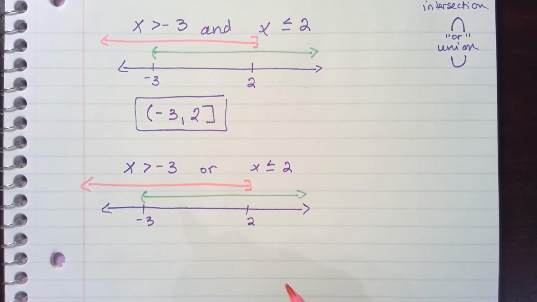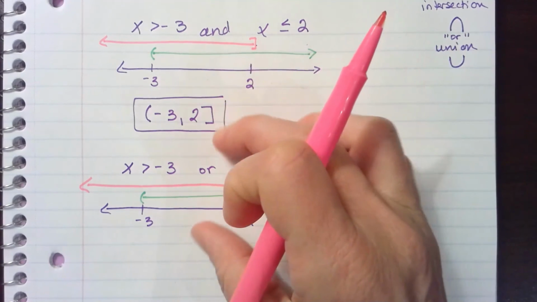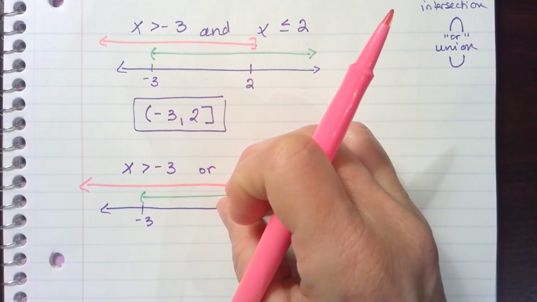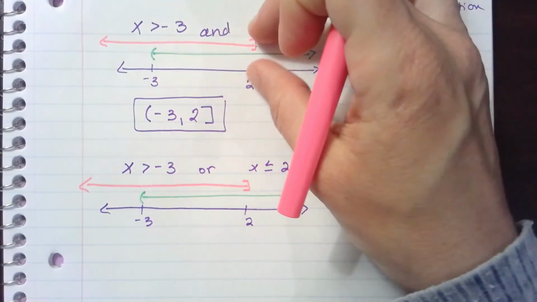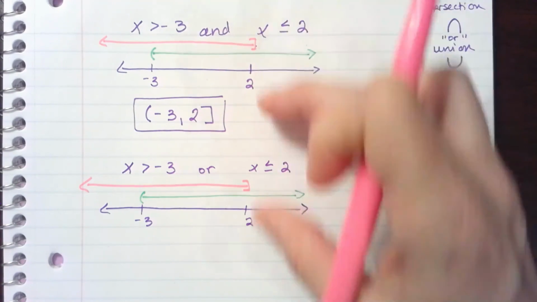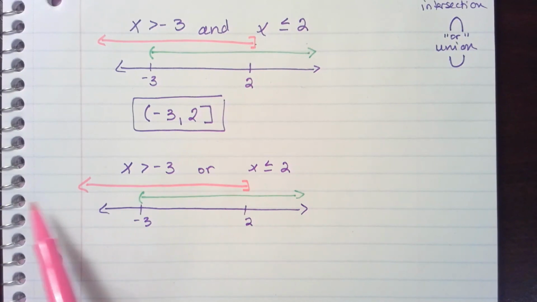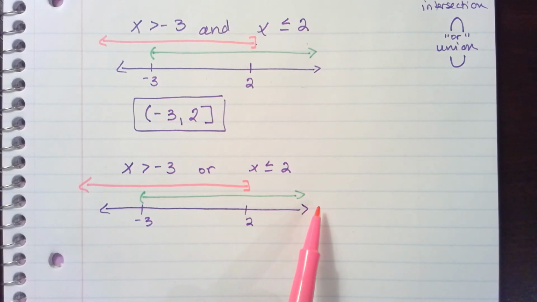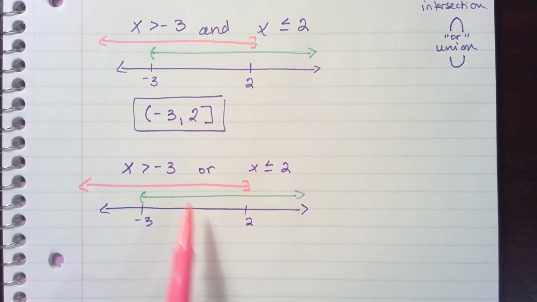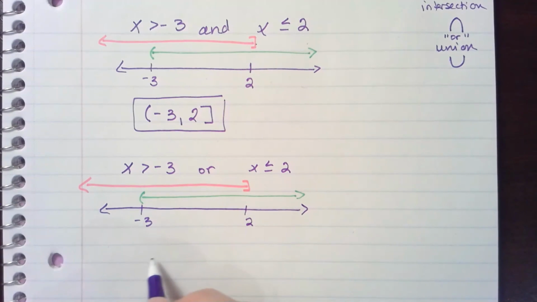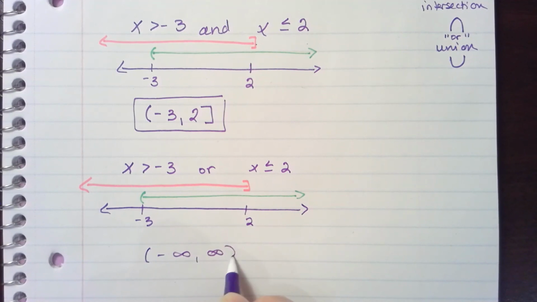Or means you want everything in both. So what you do is you smash these together and you take everything. Before, you smash them together and take just what's in common. Here you take everything. So if you start here and go forever left and you start here and go forever right, doesn't that include both of those and the entire number line? So in a case like this, you would get -infinity to infinity. You would actually get the entire number line.